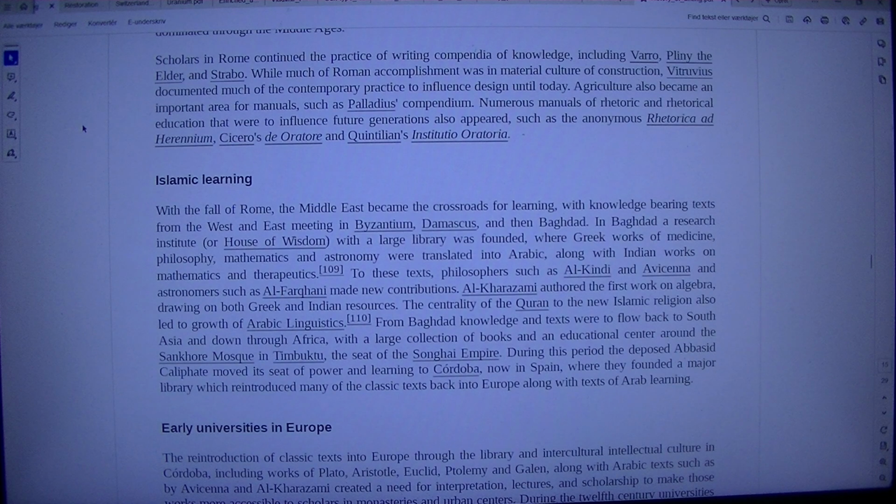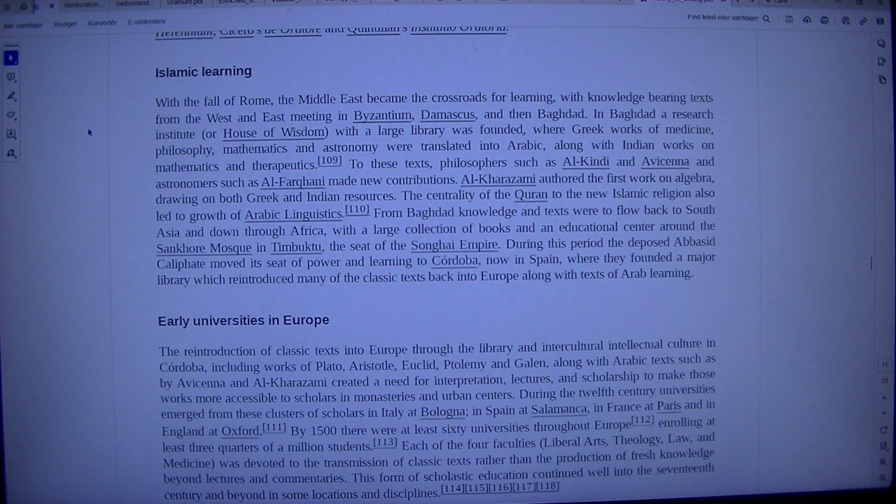Islamic learning. With the fall of Rome, the Middle East became the crossroads for learning, with knowledge-bearing texts from the West and East meeting in Byzantium, Damascus, and then Baghdad. In Baghdad, a research institute, or House of Wisdom, with a large library was founded, where Greek works of medicine, philosophy, mathematics and astronomy were translated into Arabic, along with Indian works on mathematics and therapeutics. To these texts, philosophers such as Al-Kindi and Avicenna and astronomers such as Al-Farghani made new contributions.